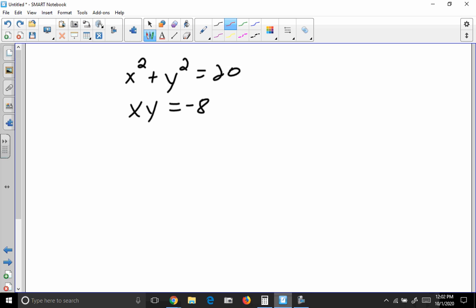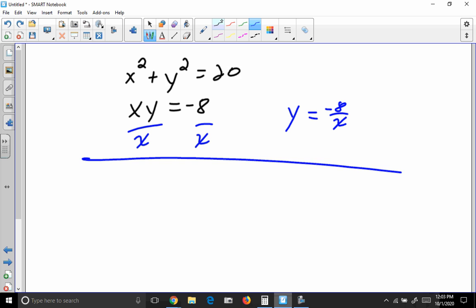So let's do another type. Notice in this system, we don't have like terms, so we can't use the addition method. So we go back to substitution, and we're going to isolate a variable. Either variable we want, we're going to isolate. So I'm going to take the bottom equation, and I'm going to divide both sides by x. So on the left side, the x's cancel, and we get y is -8 over x.